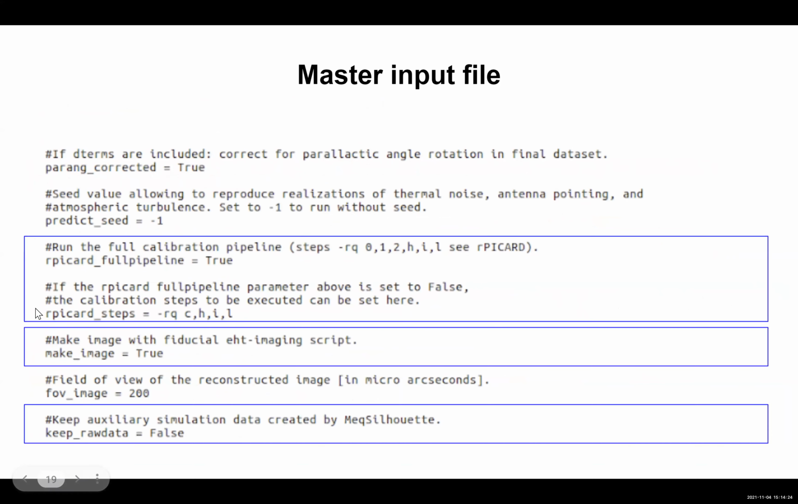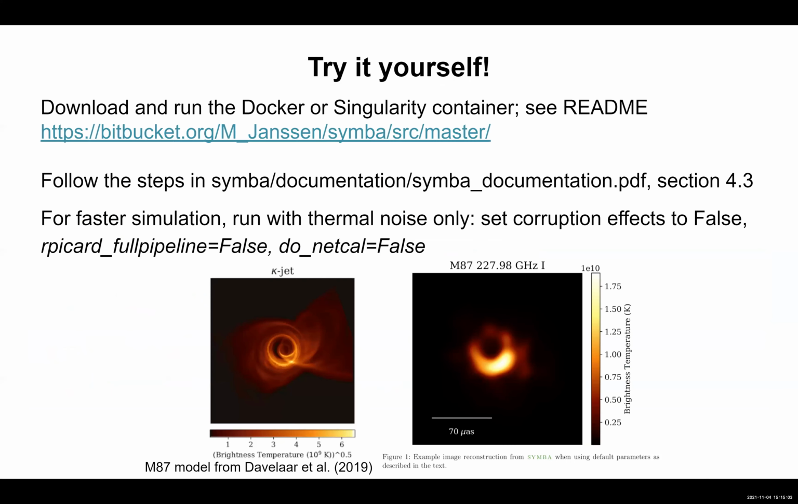And then finally, there are some parameters for the calibration. So if you're adding all the corruptions, you can just leave this rpcard full pipeline set to true, and it will do all the calibration automatically. If you're, for example, simulating a data set with only thermal noise, you don't need to do a fringe fitting or amplitude calibration. You can set this to false and set the steps that will be done instead. And finally, there's an option here to make an image, and also to keep all the raw simulation data that is created by MAXSILHOUETTE.